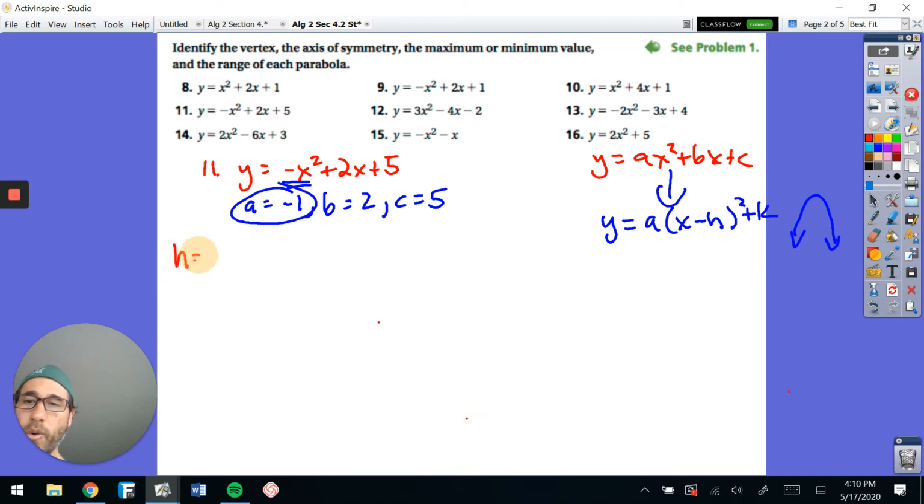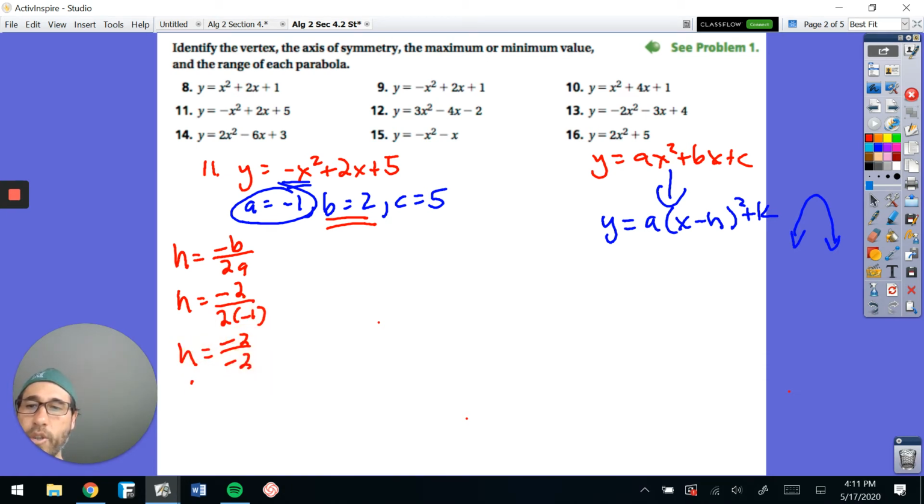So now remember, all we've got to do is find out what H and K are, and we have formulas for these. H is equal to the opposite of B over 2A. So that means H is equal to the opposite of a positive 2, which is -2, over 2 times -1. So H equals -2 over -2, which would be H equals 1. So my vertex so far, my vertex is H comma K, which would be 1 comma. Well, then I have to find the K.